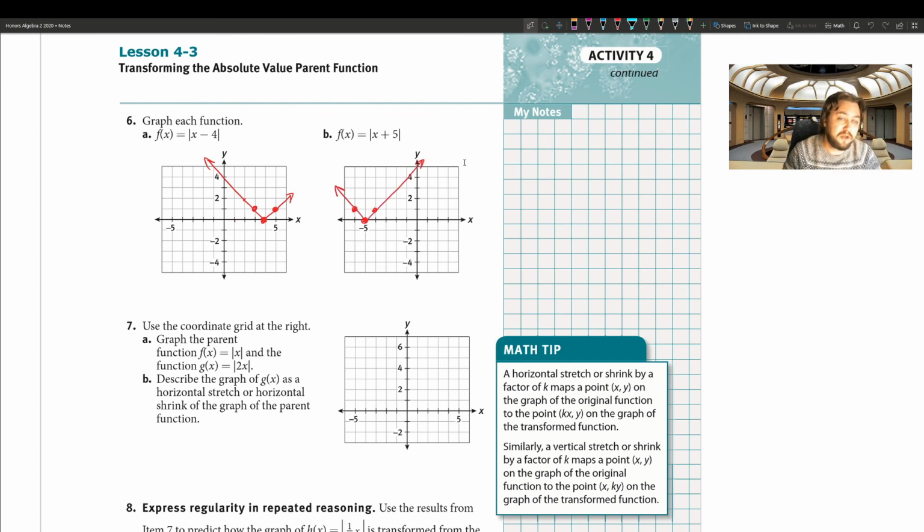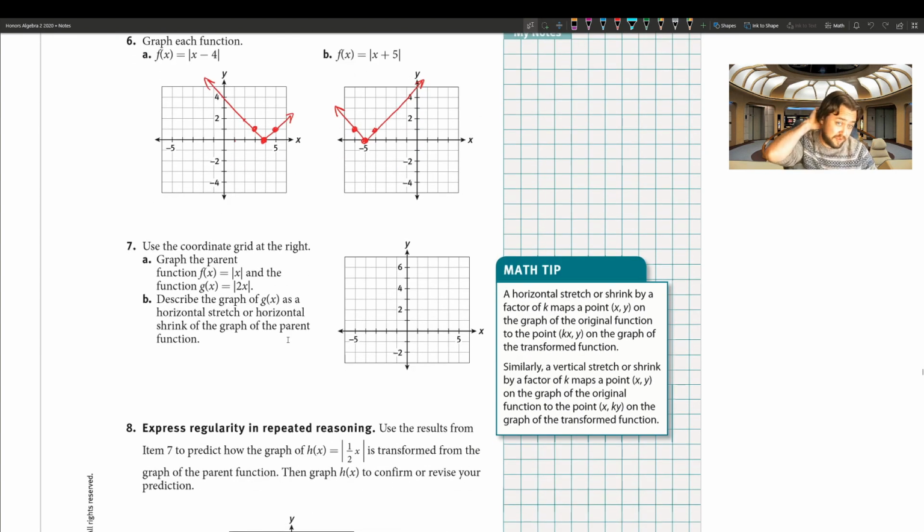These, for me, are my personal favorites. I like these the most because they're the least amount of work. Let's take a look at number 7. We're going to start by graphing the parent function. Easy enough. I'm going to go ahead and do that in blue, since that seems to be what I keep doing. And again, I apologize. My lines aren't the straightest, but I'm working on a tablet. And then it says we're going to graph the function of the absolute value of 2x.